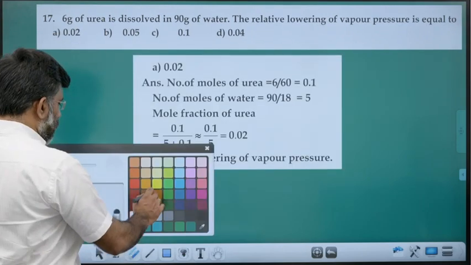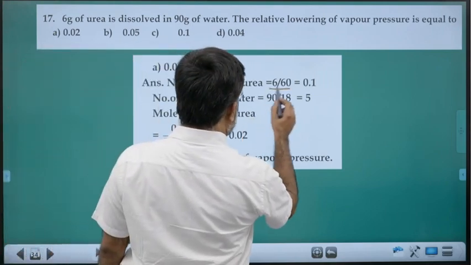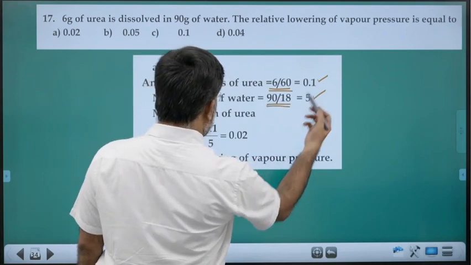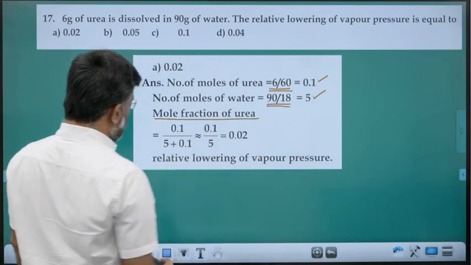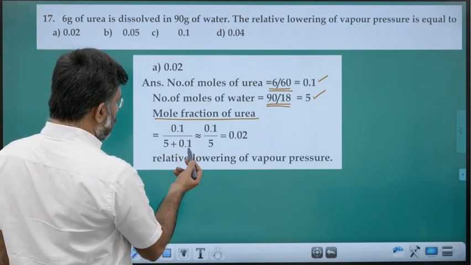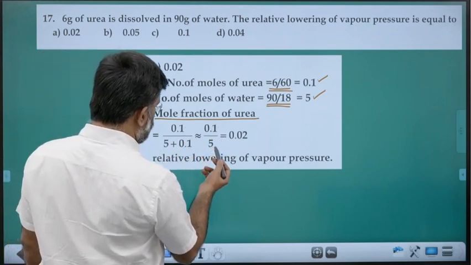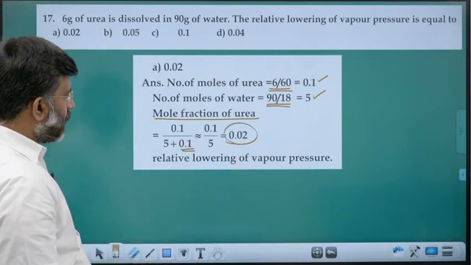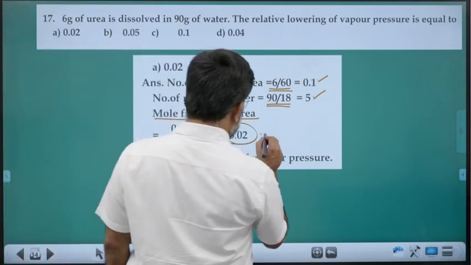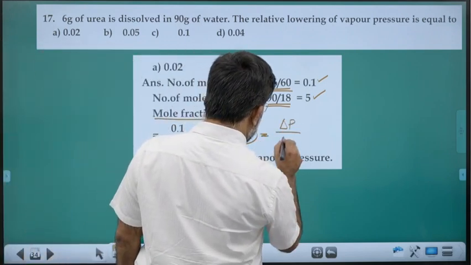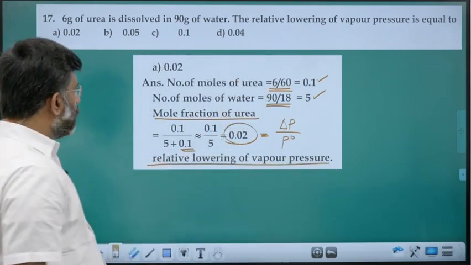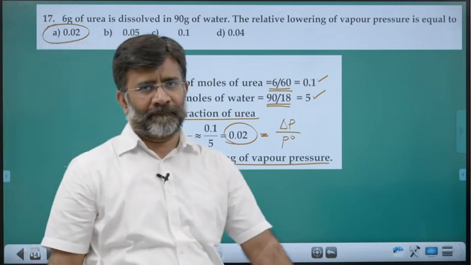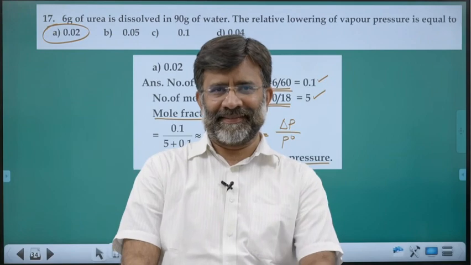Number of moles of urea, 6 by 60, 0.1. Number of moles of water, 90 by 18, 5. Therefore, mole fraction 0.1 by 5 plus 0.1, that is 0.1 by 5 approximately. This is negligible. So you are getting 0.02. That is mole fraction of urea, and that is nothing but delta P by P0, that is lowering of vapor pressure. Option A, the correct answer. Okay, right? Next.